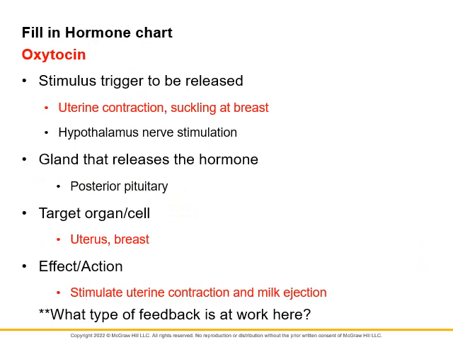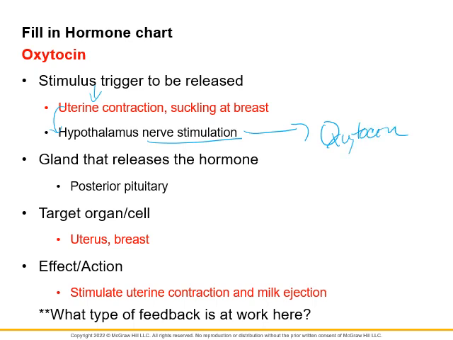If you're filling in your hormone chart, this breaks it down nice and neat, right? Oxytocin. What's the stimulus trigger for oxytocin to be released? Uterine contractions or suckling at the breast. So the uterine contractions are going to stimulate the hypothalamus, and that hypothalamus is going to tell the synaptic knobs in the posterior pituitary to release oxytocin.